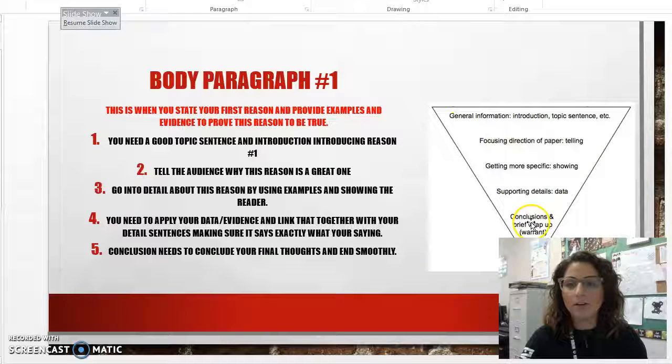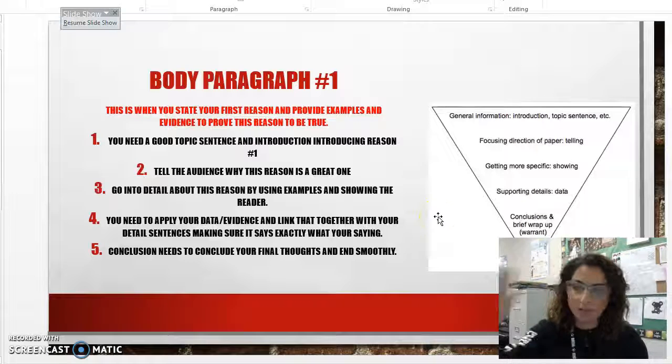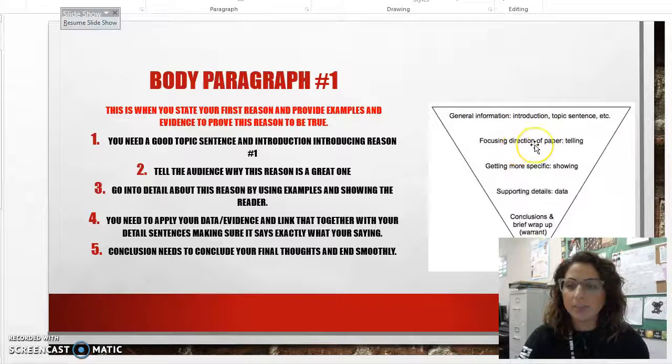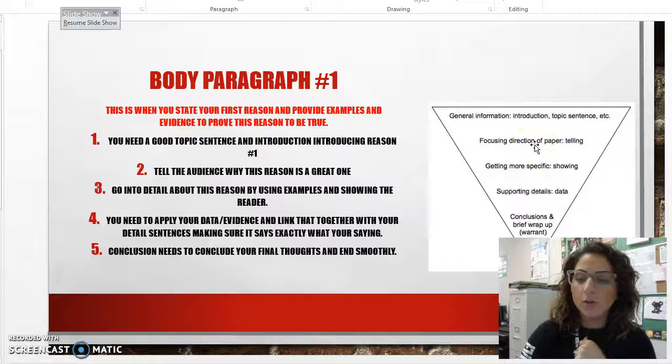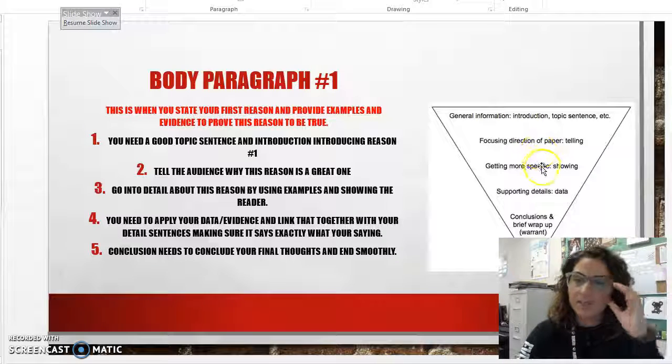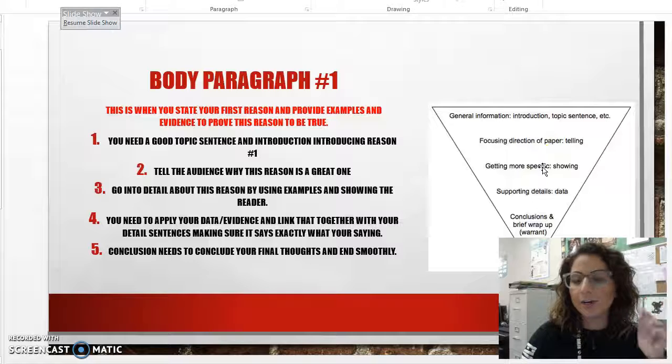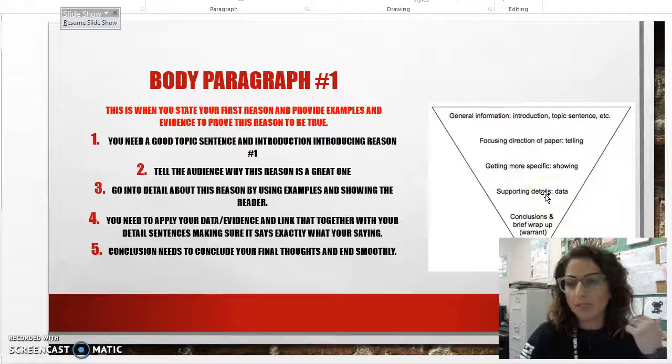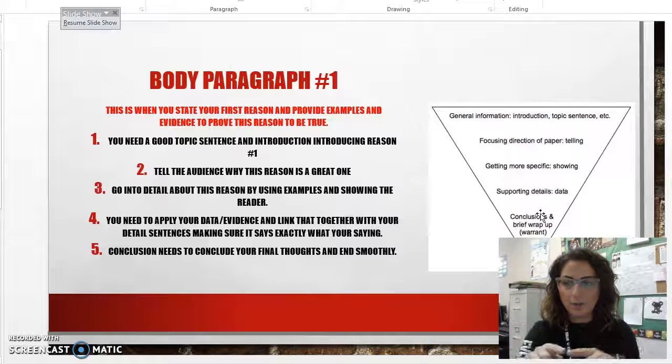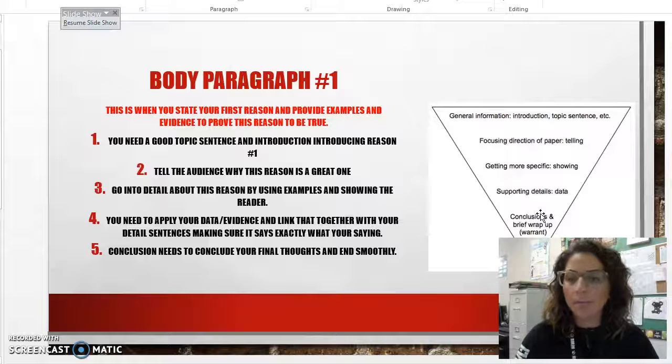And if you see this triangle here, this is generally how you would break it down. So general information, introduction, and topic sentence, that's your first sentence. Focusing the direction of the paper, you're telling your readers. Then you're showing your readers with specifics. Then your data is supporting those specifics. And then your conclusion. So this is how you would break down this whole little triangle of how you would write your body paragraphs 1, 2, and 3.